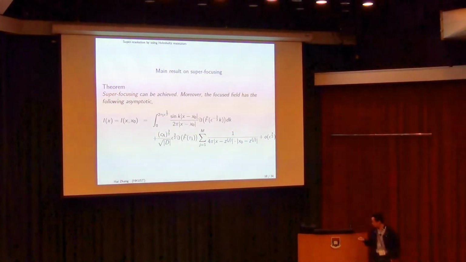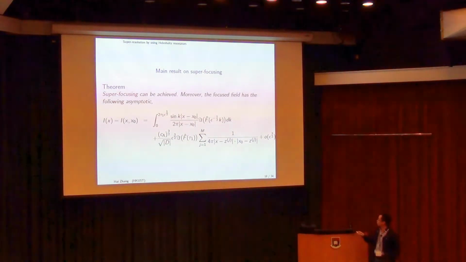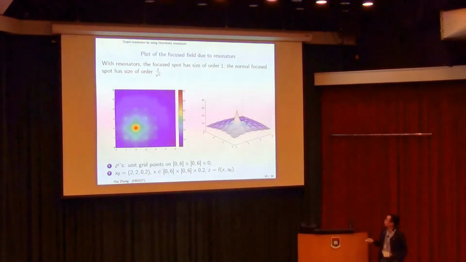So we draw the graph for this term, which was induced by the resonance, and we found that indeed super focusing can be realized. Here we did some numerics, and the source is located at this point, which is about 0.2 above the cocoa cans. If we do the experiment, we see that this is the focused spot, which is of order 1. And this is the field distribution.